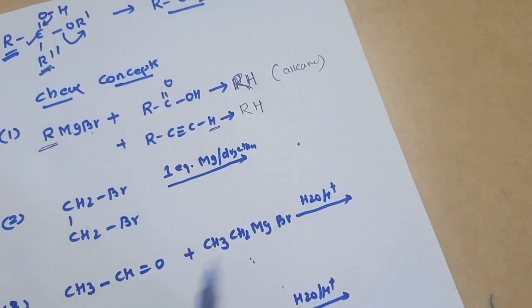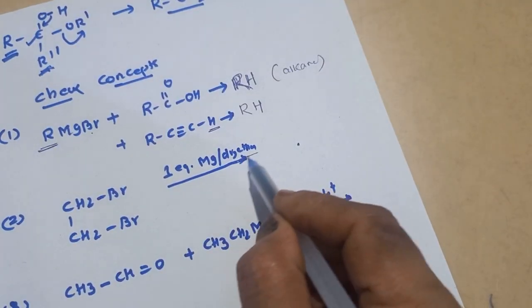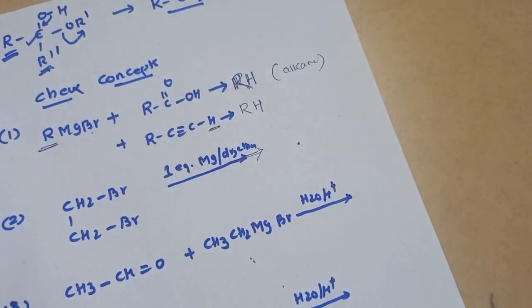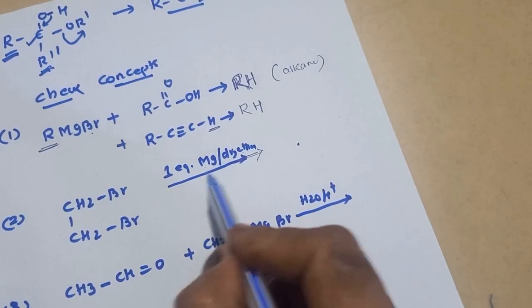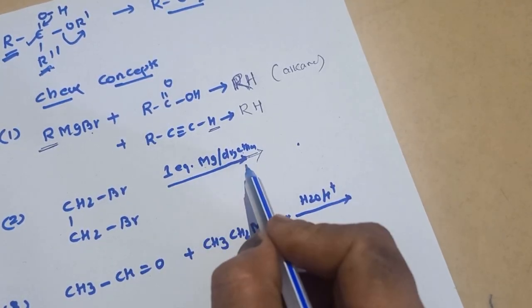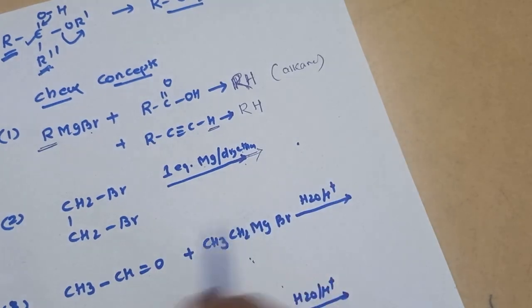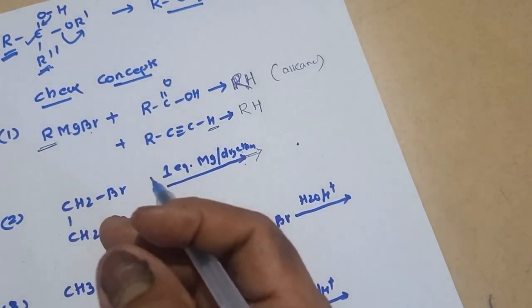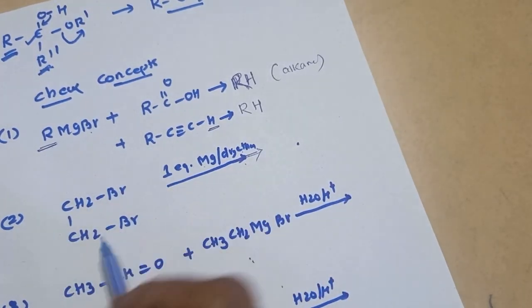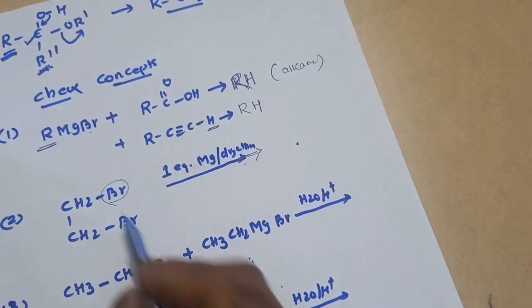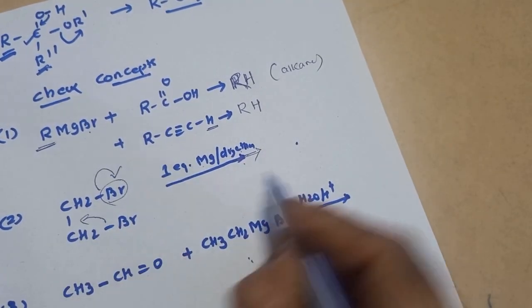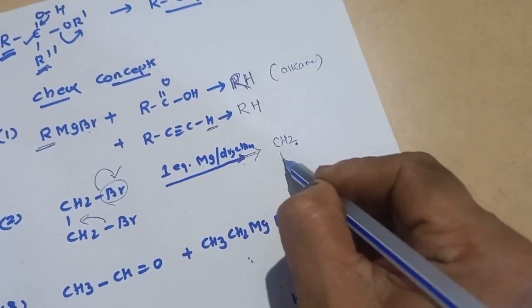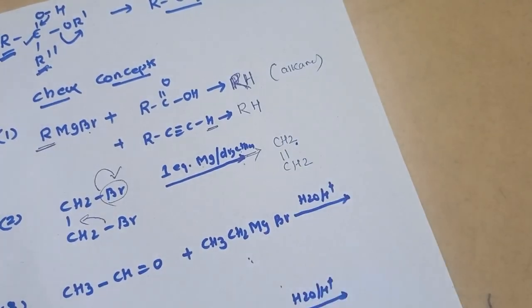Similarly, here what I have given, always see it carefully. It is given magnesium in dry ether, no acidification or acidic media is given, or water is given, hydrolysis is not given. In that case, as I have already discussed the mechanism, simply remove this bromine, take this bromine like this. This is a trick, and you can write like this. This is CH2 double bond CH2.